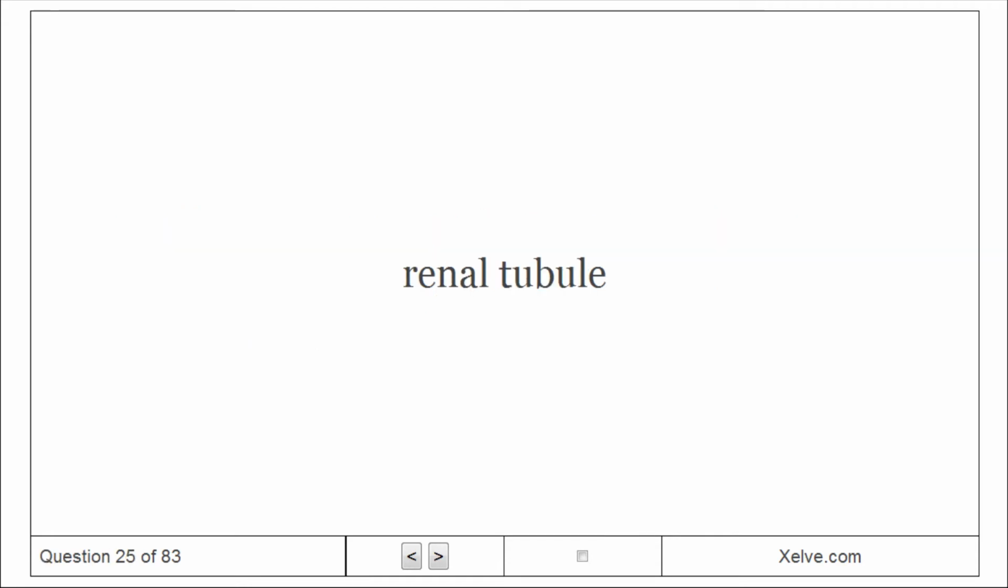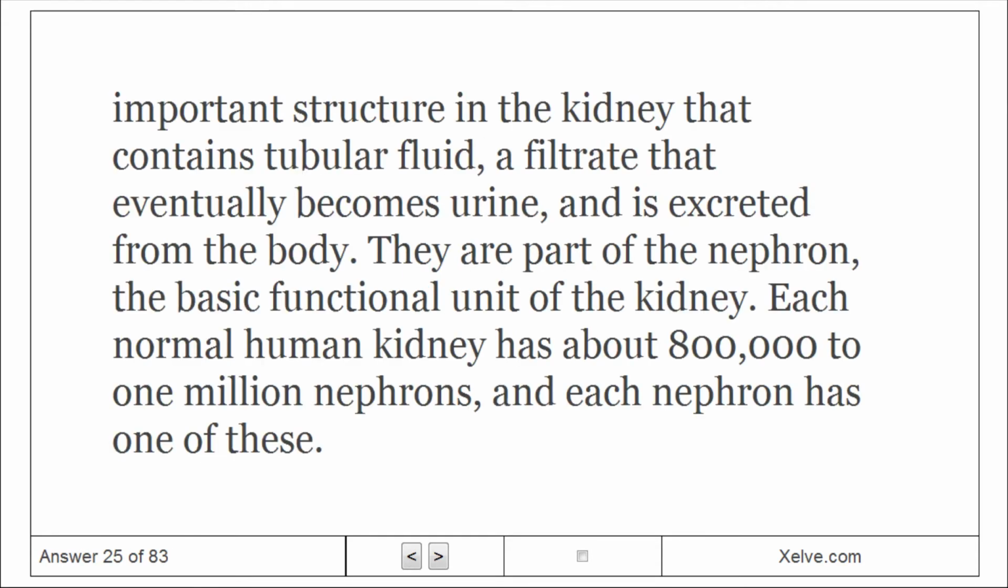Renal tubule. Important structure in the kidney that contains tubular fluid, a filtrate that eventually becomes urine, and is excreted from the body. They are part of the nephron, the basic functional unit of the kidney. Each normal human kidney has about 800,000 to 1 million nephrons, and each nephron has one of these.